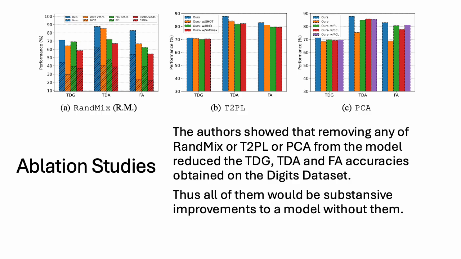The authors also did ablation studies. The authors showed that removing any of RandMix, T2PL or PCA from the model reduced the TDG, TDA and FA accuracies obtained on the digits dataset. Thus, all of them are substantial improvements to a model without them.